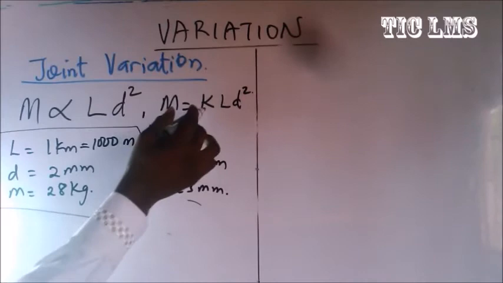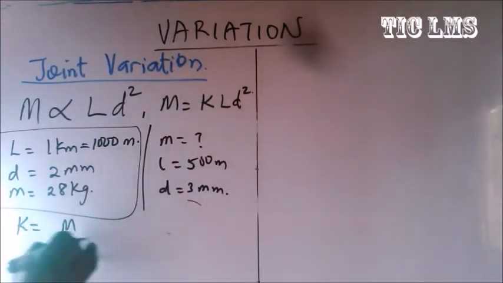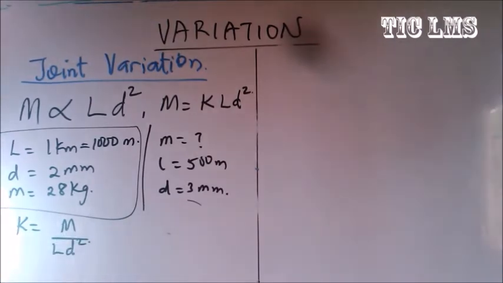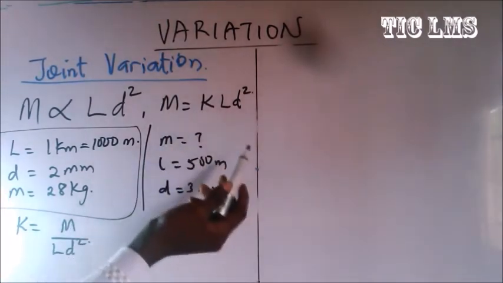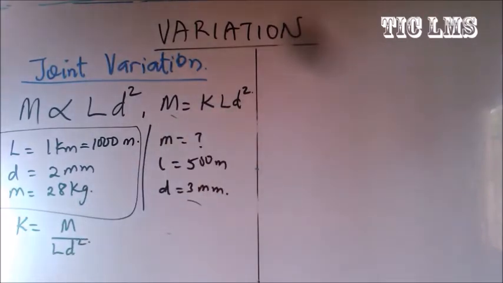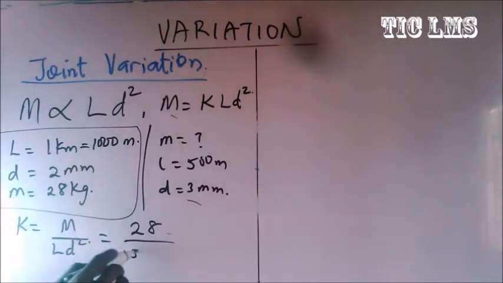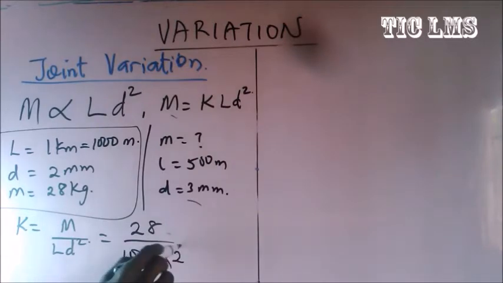Alright, so we shall make use of this particular information here to get the value of our constant, which is k. Now let's make k the subject of this equation. We have k equal to m over L d squared. So to make k the subject is to make it stand alone, and so L d squared comes over here by dividing both sides by L d squared. Alright, so we have our m, which is 28, over then L, which is 1000, times d, which is 2 squared.